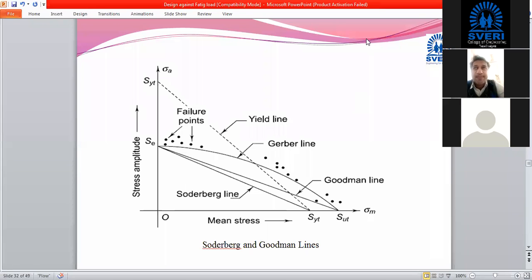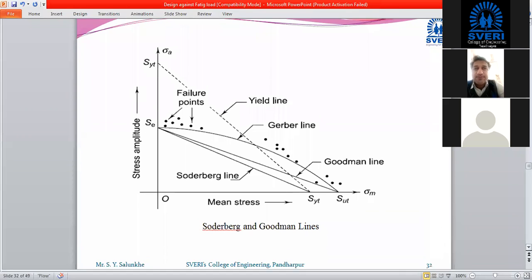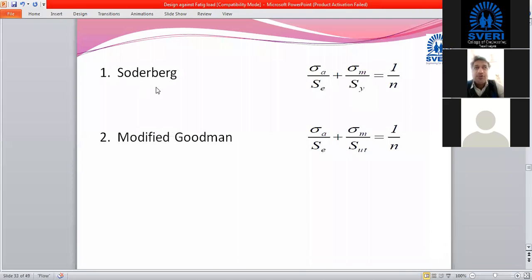Shall we move further? Okay, based on all this study, we are going to solve some problems. But before that, we should know how Soderberg uses his equation for calculating the factor of safety, and how the modified Goodman diagram is used to calculate the factor of safety. Soderberg considers yield stress, whereas Goodman considers ultimate tensile stress. That is the only difference between Soderberg and the modified Goodman diagram.